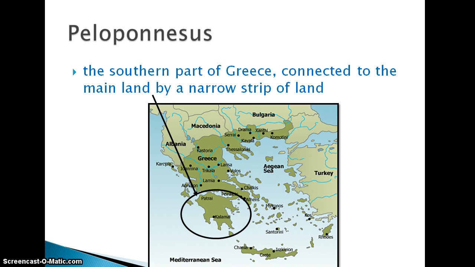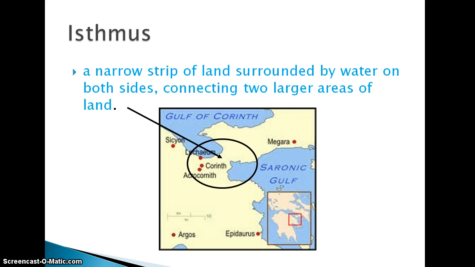Now, if you examine the map, you will see that Peloponnesus is in the southern part of Greece, and it is connected to the mainland by a narrow strip of land. An isthmus is the narrow strip of land, and you will see it marked on the map, that is surrounded by water on both sides, and it connects two larger areas of land.